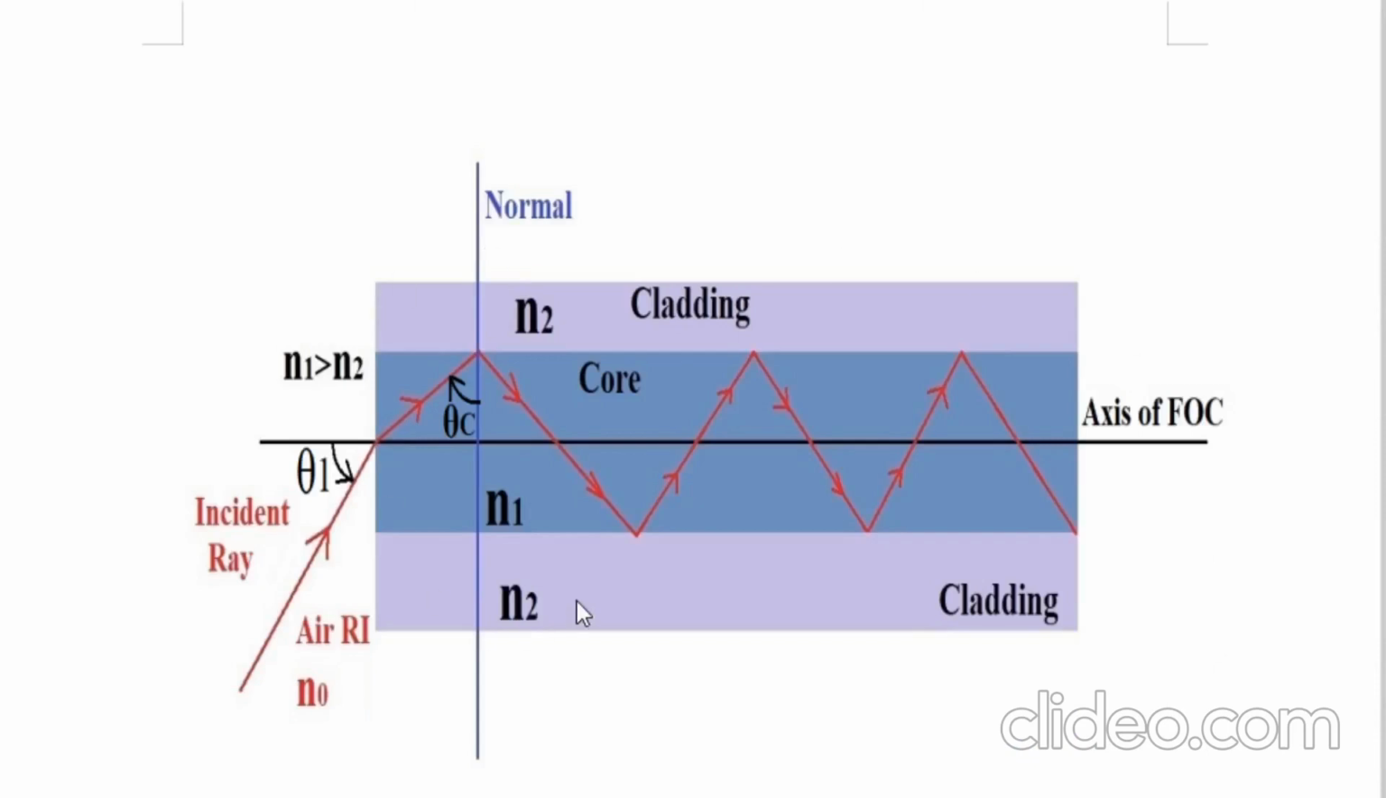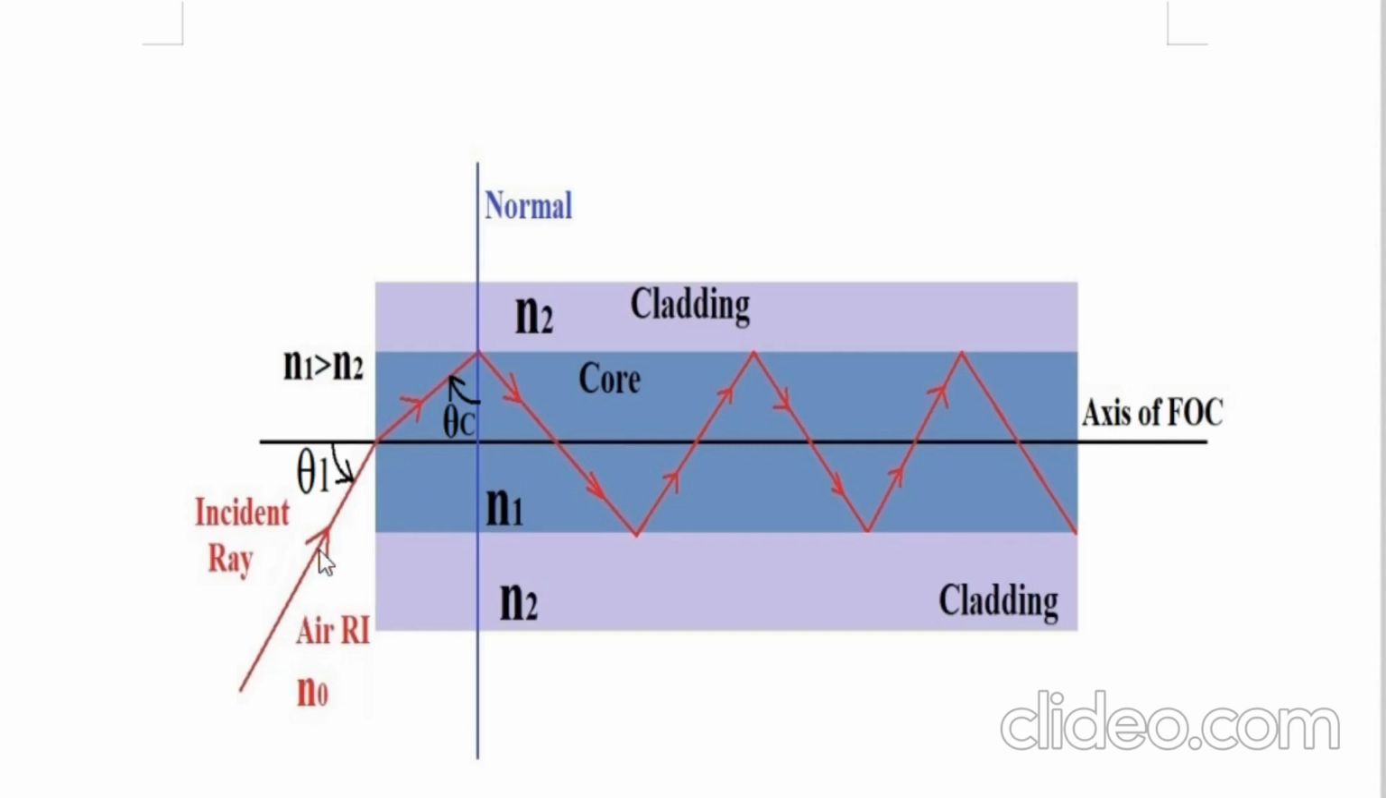And here now let us see, this is the core. The core is surrounded by cladding, means on the upper side of the core there is a cladding, and on the lower side of the core again there is a cladding. So now, this is the axis of the fiber. And we have launched the ray into the fiber. But whenever we launch the ray into the fiber, remember, it is launched into the core medium. N1 of the core is greater than N2 of the cladding. That is the condition. Otherwise, reflection will not be maximum.